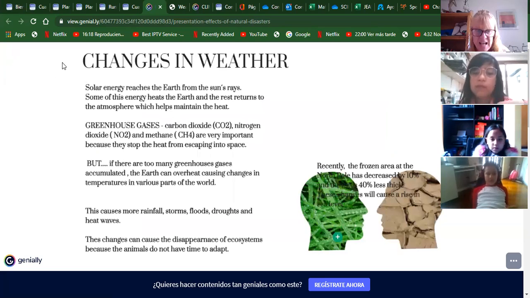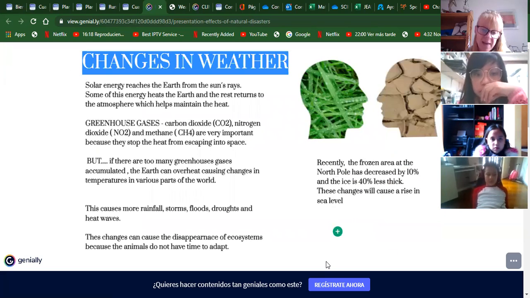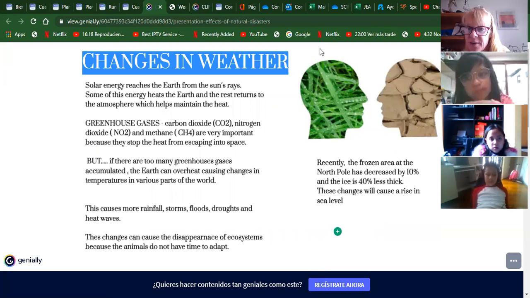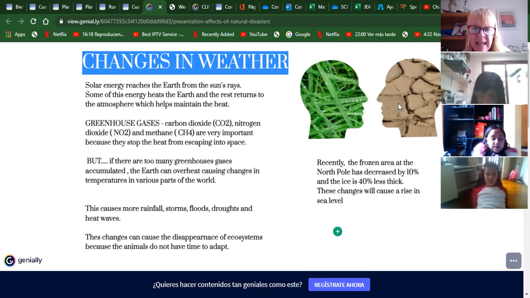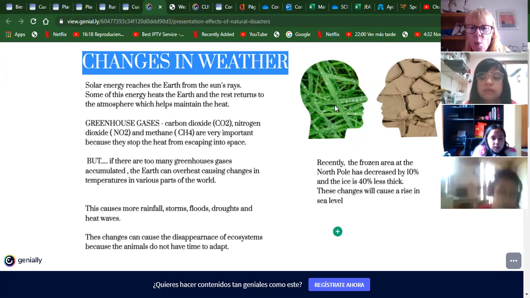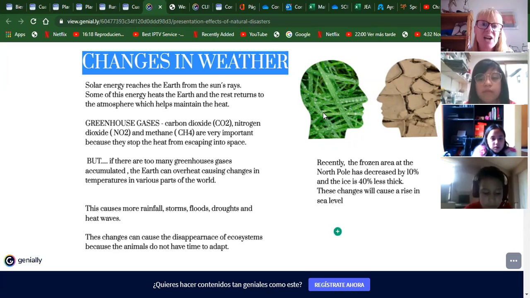So, changes in weather. Changes in weather can cause disasters. Just look at this picture. Look at this picture. Here we have lush, wet grass. And here we have dry, broken soil. What can cause this? A drought, una sequía. A drought can cause this. Look, from here to here. So let's have a look.